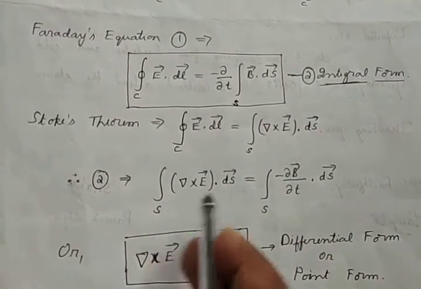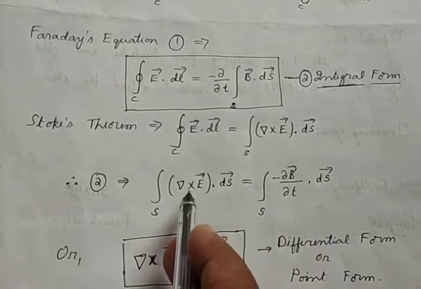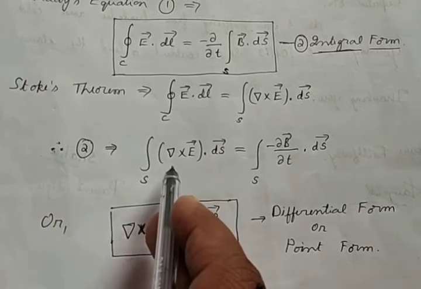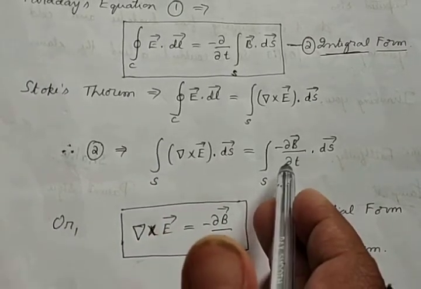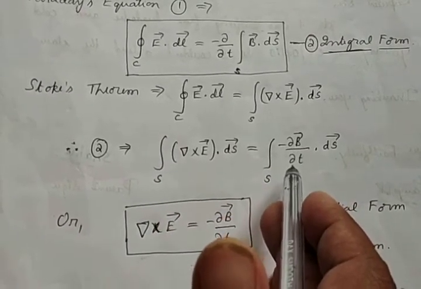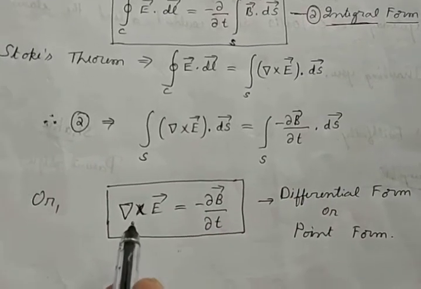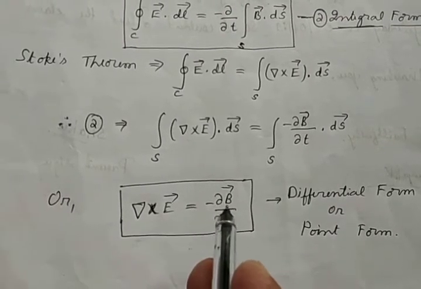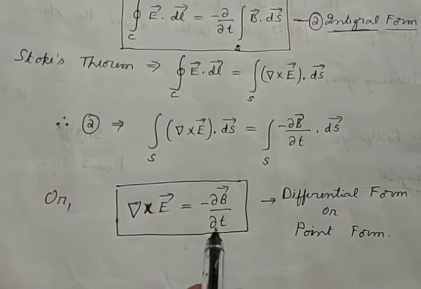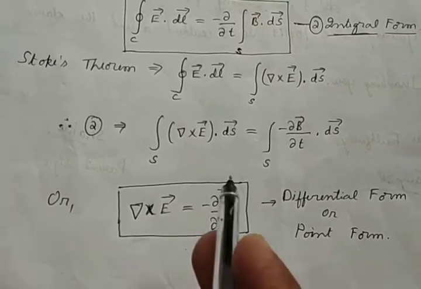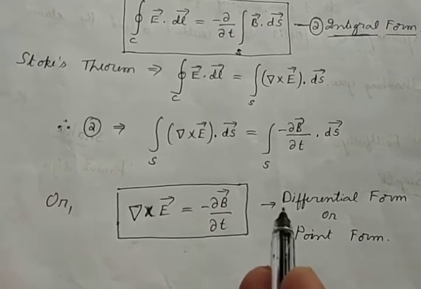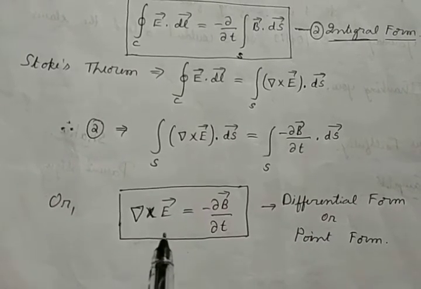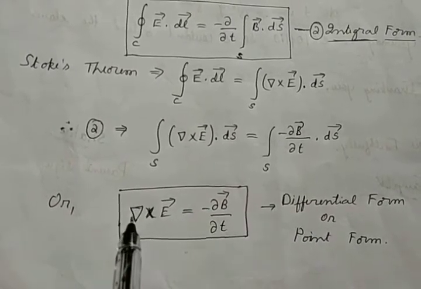So both sides now have a surface integral. Therefore the integrands can be equated. On this side we have the integrand curl of E bar, and here we have the integrand minus dou B bar by dou t. Therefore we can equate the two, and it becomes curl of E bar equal to minus dou B bar by dou t. So this is also Faraday's law equation, but this equation is called the equation in differential form or point form. That means it applies to each and every point in the magnetic field.